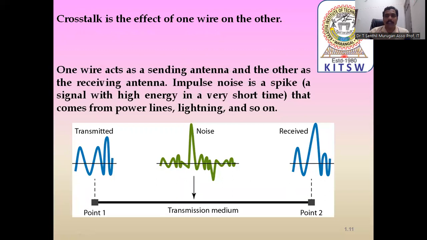So what is crosstalk? It is the effect of one wire on the other. If we keep more wires close together, then it will happen. Here you will see this is the originally transmitted signal. After adding the noise, which may be of a different form, both are added and finally it will generate like this. So the signal added with noise reaches point 2.